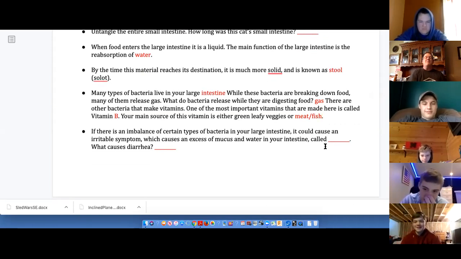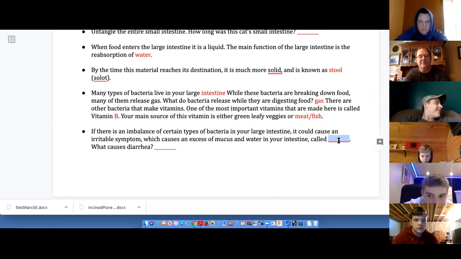All right. If there is an imbalance of certain types of bacteria in your large intestine, it causes an irritable symptom, which causes an excess of mucus and water in your intestines, called diarrhea.